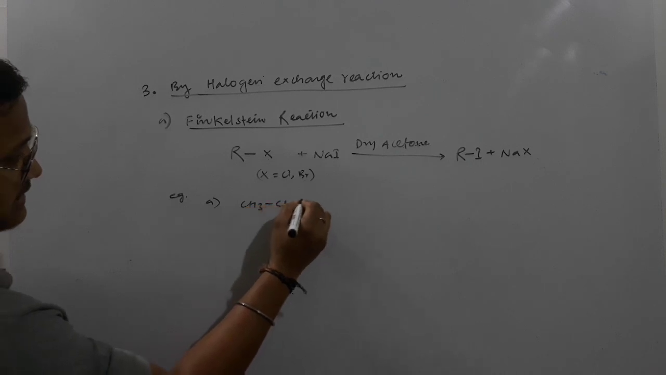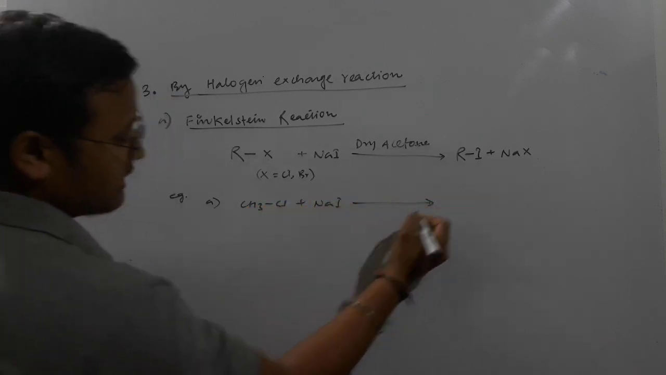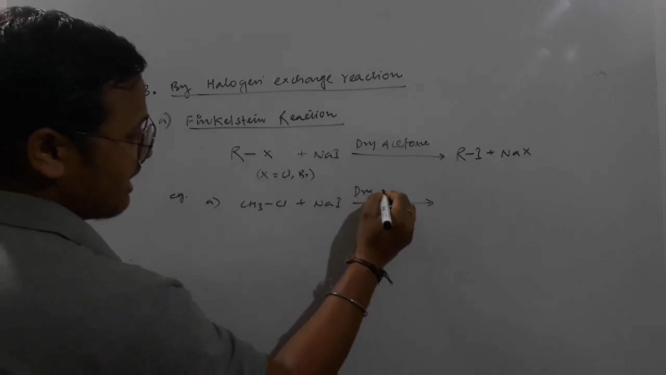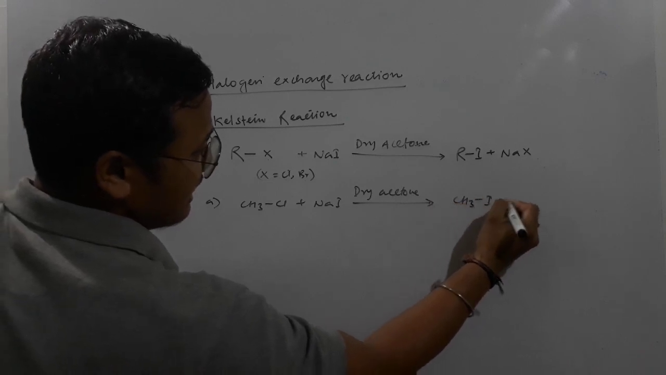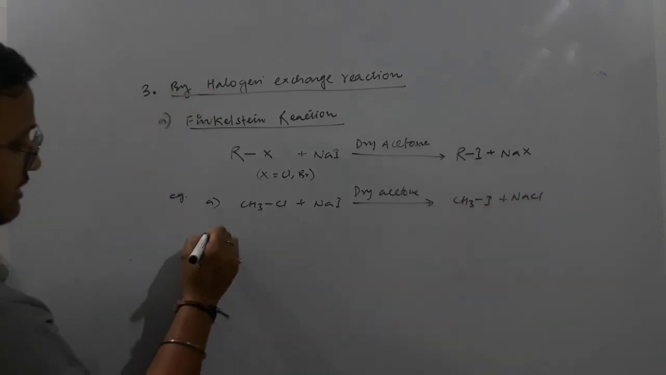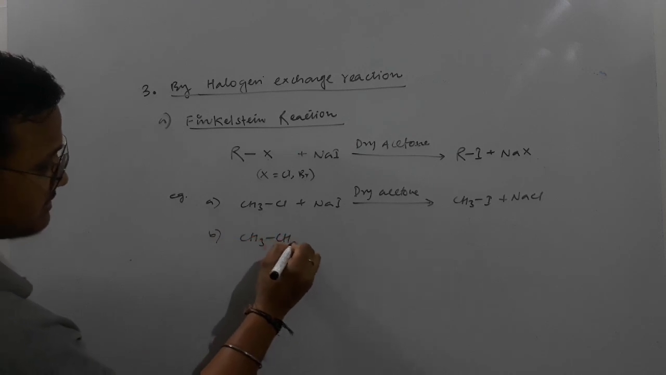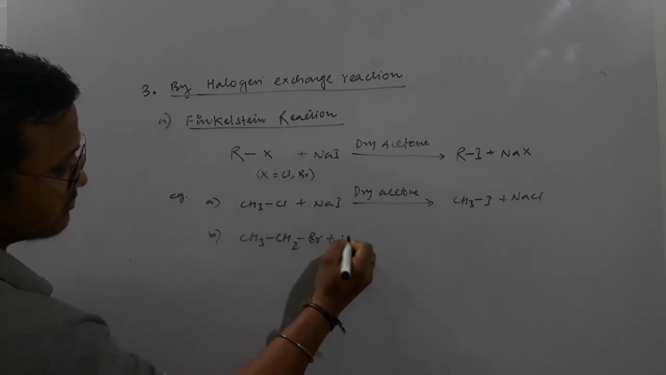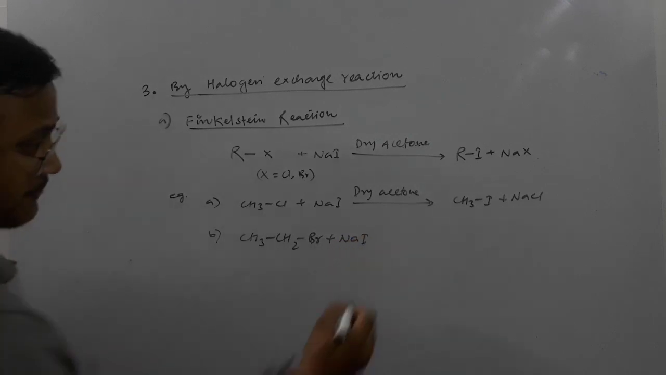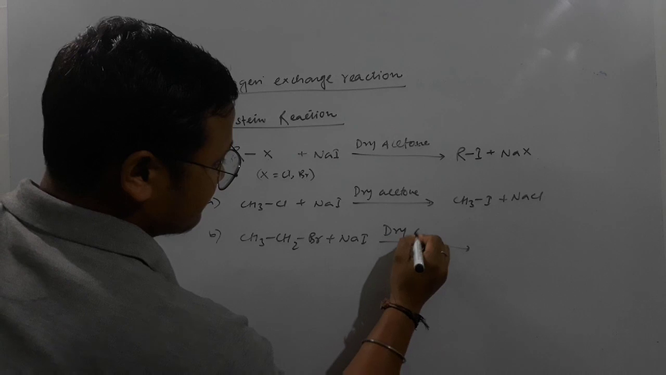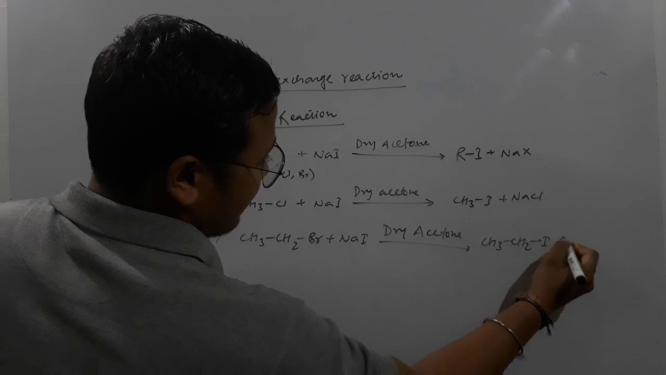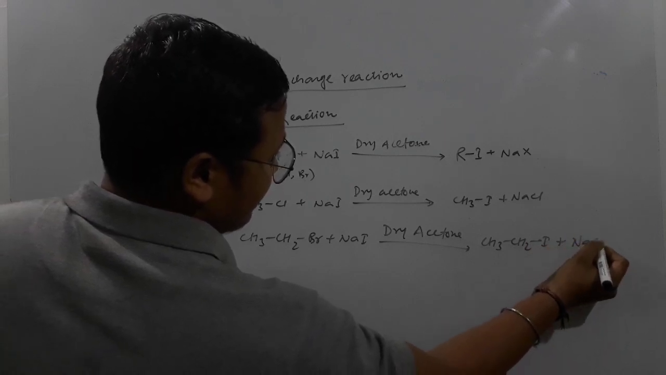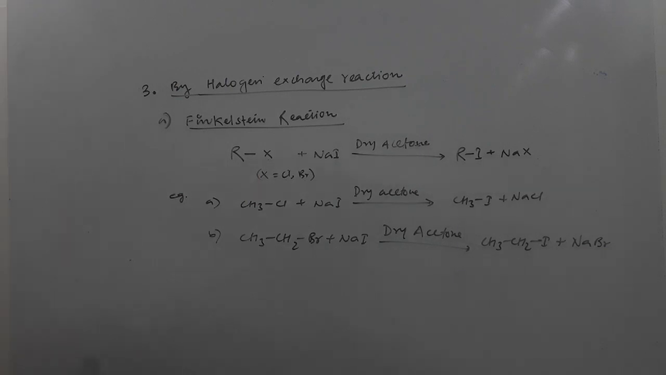Let's have an example. Say CH3Cl reacting with sodium iodide in the presence of dry acetone. So I will have CH3I and NaCl. That's it. Or another example, consider this one. Say I am having Br here, and I am reacting with sodium iodide, again in the presence of dry acetone. It will exchange the halogen. I will come in place of Br and Br will take the place of I. Got it, guys? This is the simplest one, okay?